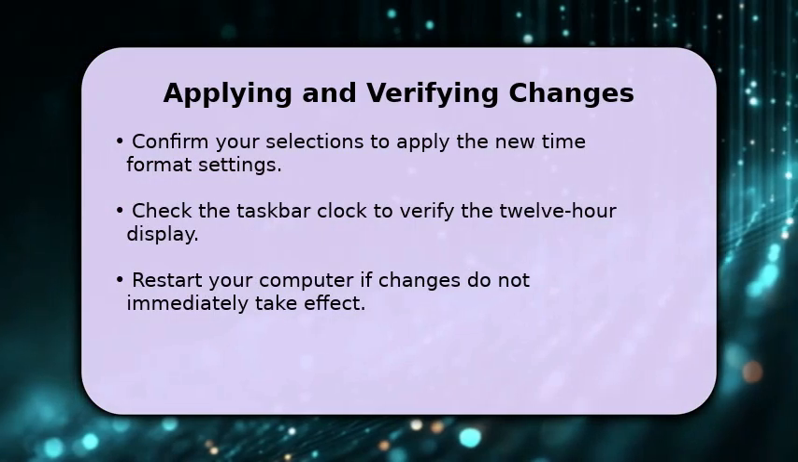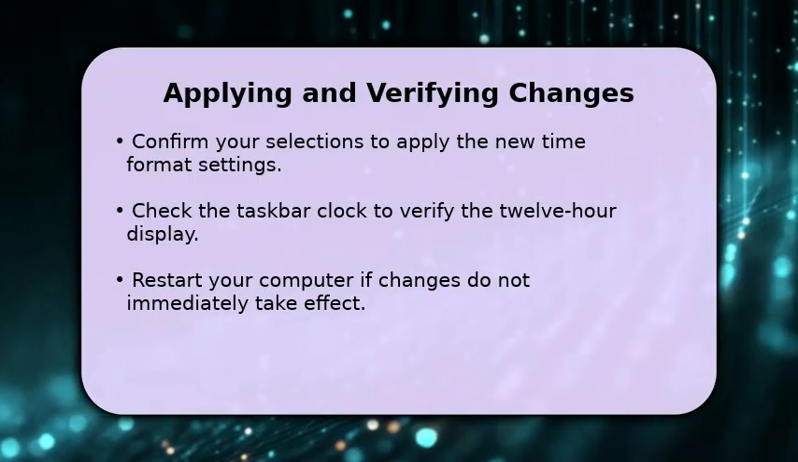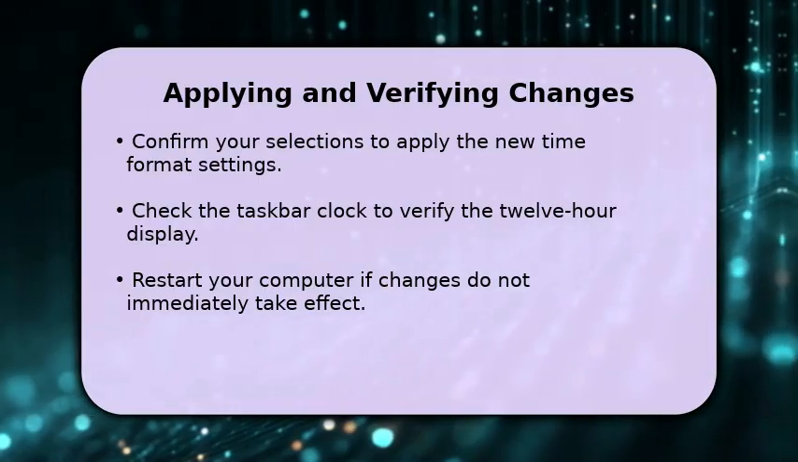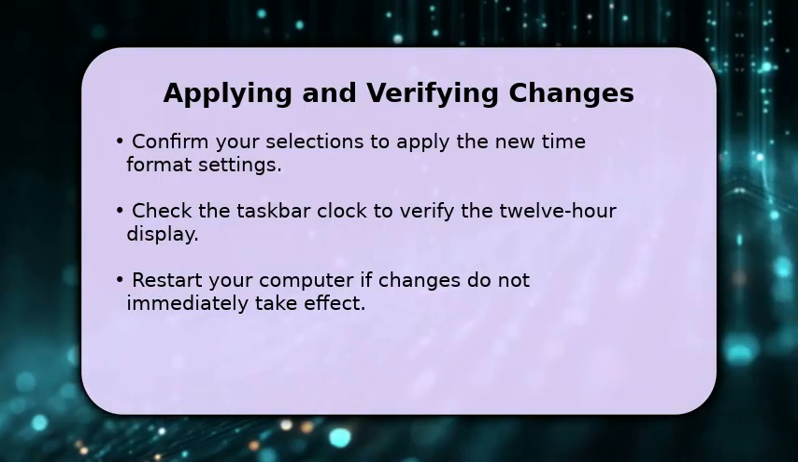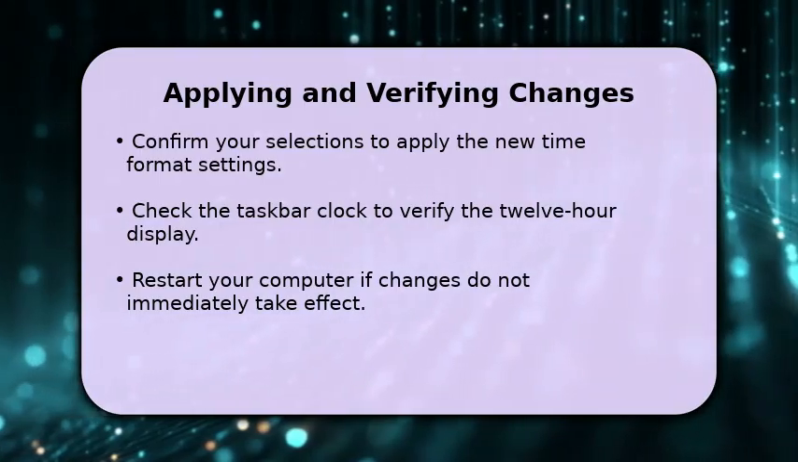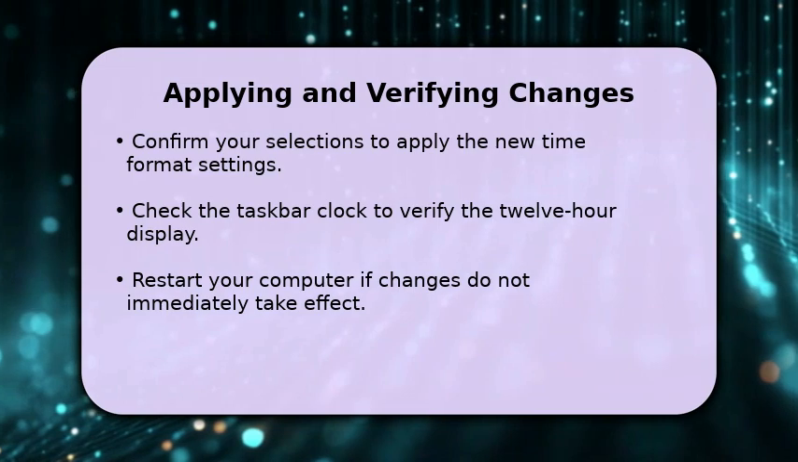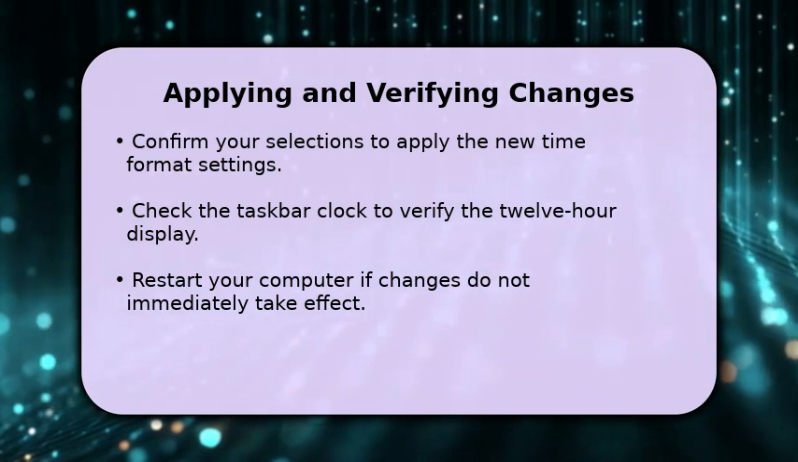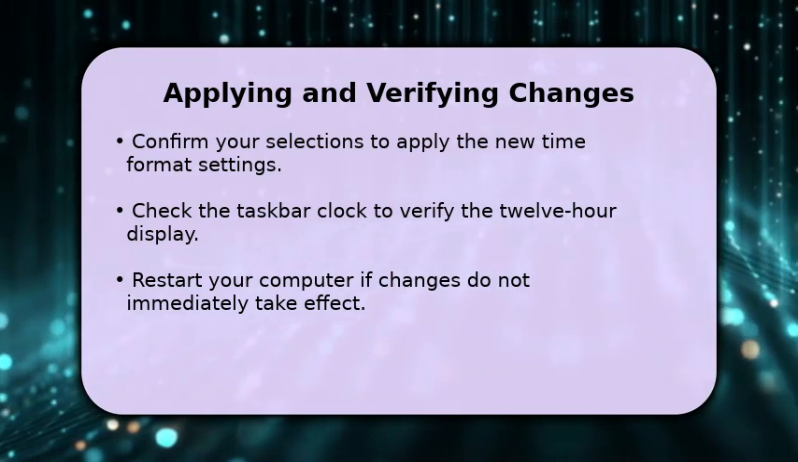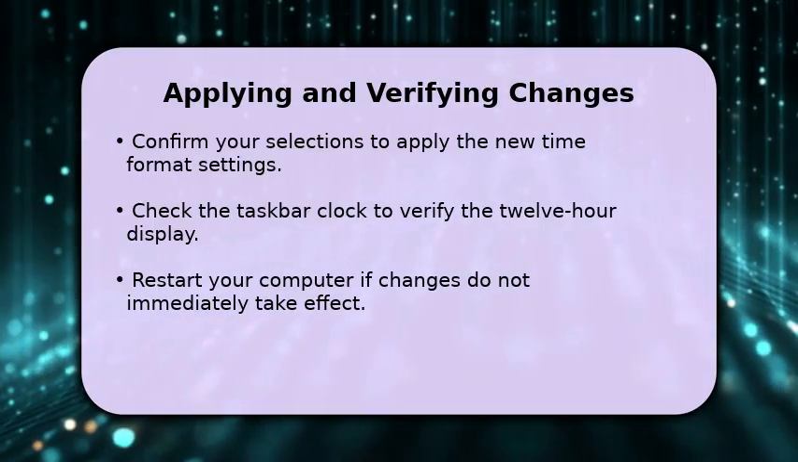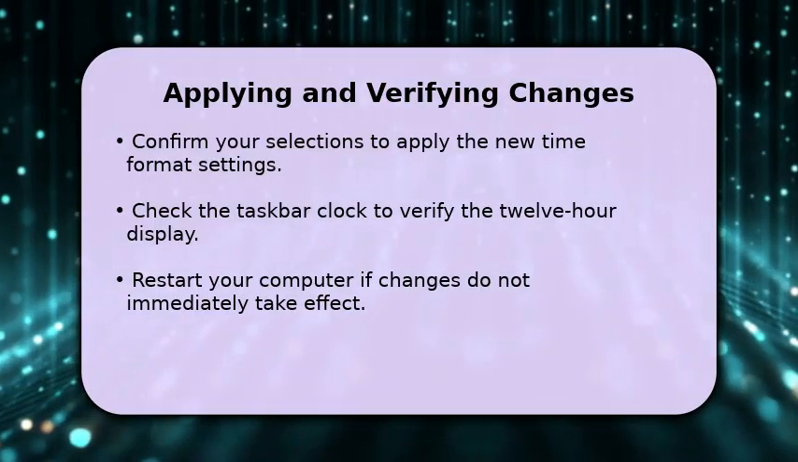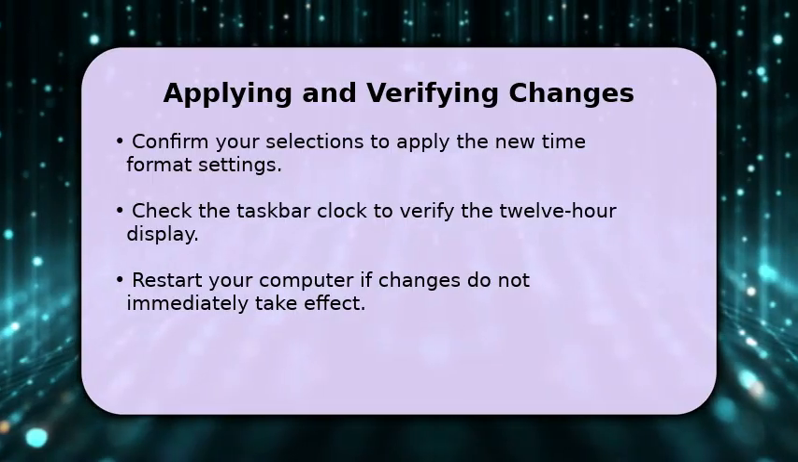Once you have made your selections for the short and long time formats, ensure you confirm them to apply the changes. You should immediately see the taskbar clock update to reflect the 12-hour format with AM or PM. If the changes are not visible right away, a quick restart of your computer can often resolve this. Enjoy your newly configured 12-hour time display in Windows.